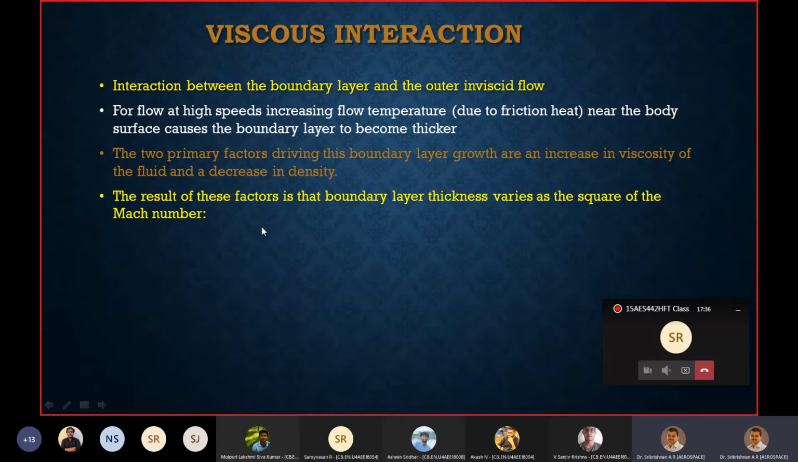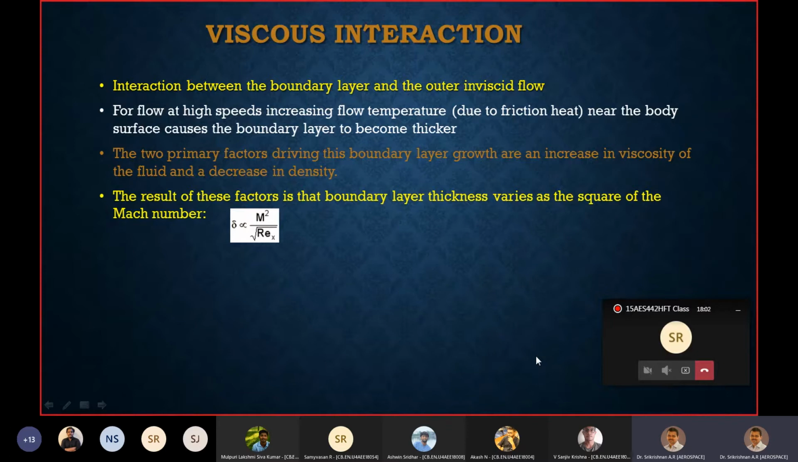So boundary layer becomes thick, and also one more thing to be noted here, the thickness of the boundary layer delta is proportional to 1 by square root of Re. You probably have studied that in fluid mechanics. It's inversely proportional to the square root of Reynolds number. The higher the Reynolds number, the thickness tends to be less.